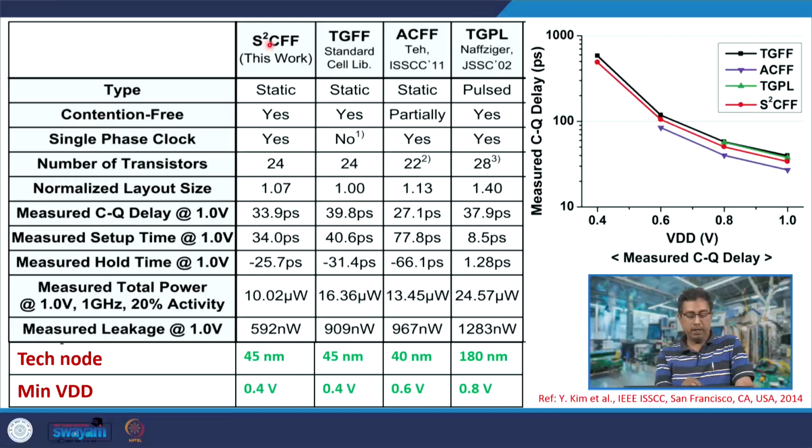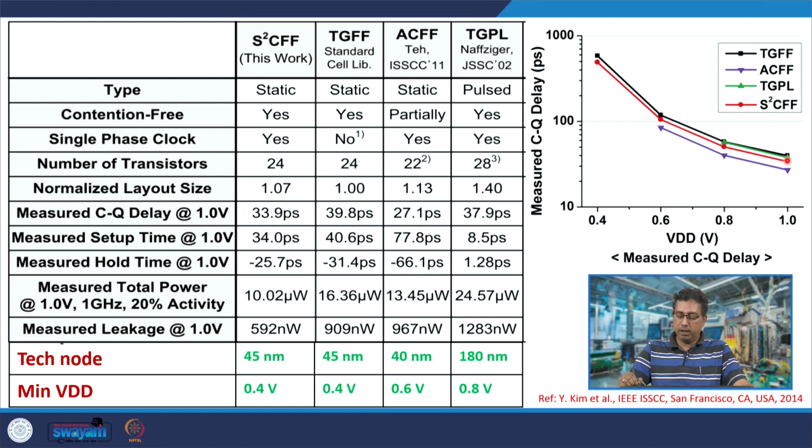So, as can be seen, this S square CFF, this flip flop operates till 0.4 volts and it avoids glitches, and its variation of clock to Q delay, setup time, hold time is lesser. The hold time variation is also quite small as we had seen, and all the nodes are connected statically to VDD or ground, and it is single phase, that is an advantage.